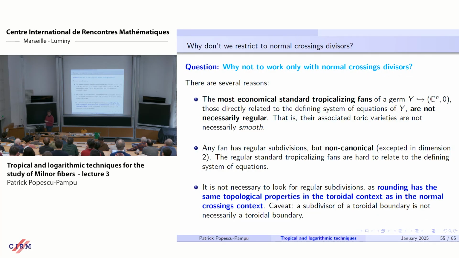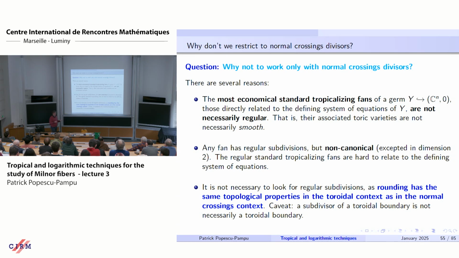So then comes exactly this question: why not work only with normal crossings divisors? And we see several reasons in this context. First, what I just said, that the most economical standard tropicalizing fans, those with the least number of cones, and those which are directly related with defining equations, are not necessarily regular, which means that the associated toric varieties are not necessarily smooth.